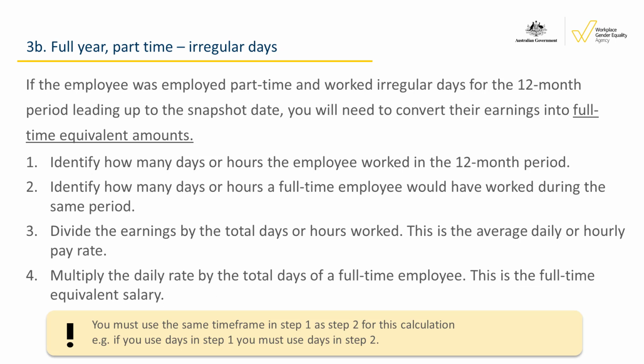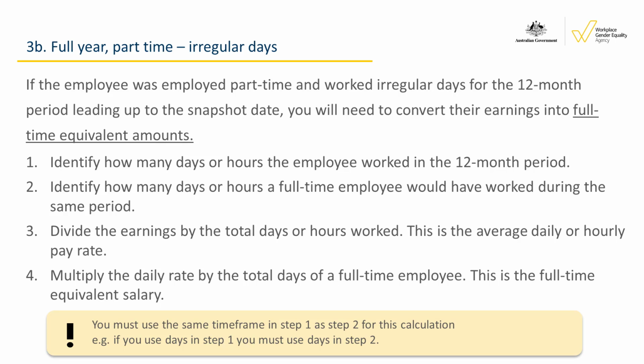If the employee was employed part-time but worked irregular days for the entire 12-month period leading up to the snapshot date, you will need to convert their earnings into the full-time equivalent amounts. To do this, you would first identify how many days or hours the employee worked in the 12-month period, as well as how many days or hours a full-time employee would have worked during that same period.